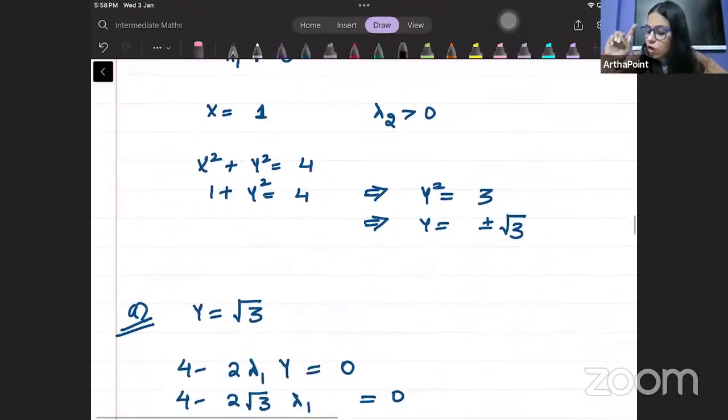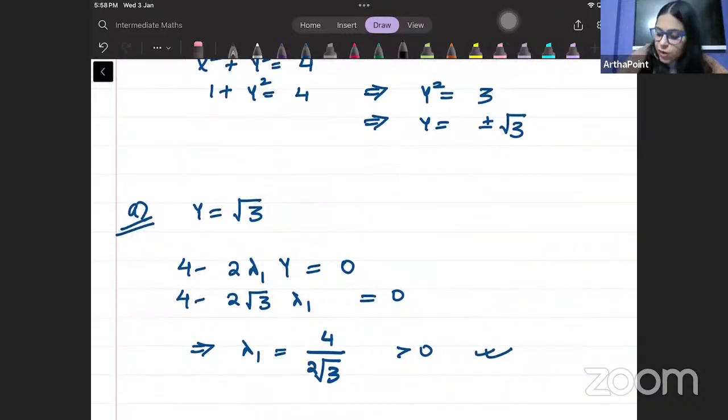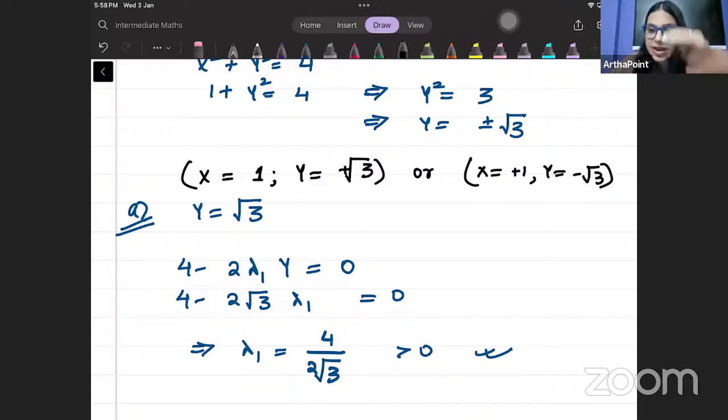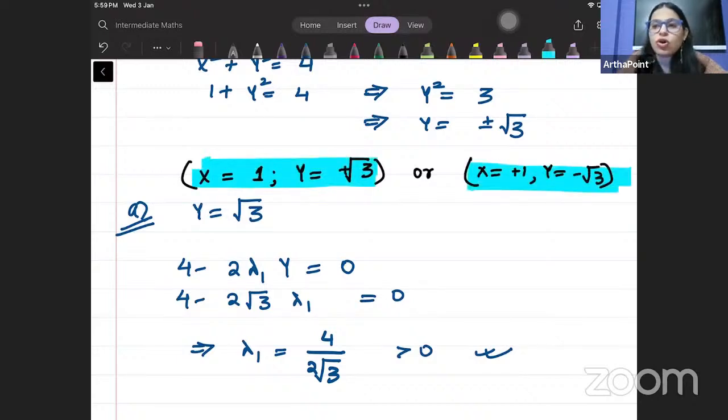ठीक है. So I have got final values. जो मेरे points आए वो आए हैं कि x is 1 and y is plus root 3. This is my first point. And the second point that I have got is x is 1 and y is minus root 3. This is not the end of this solution. Many students will say कि these are my points. No, I have to check whether at these points my other conditions are satisfied or not.